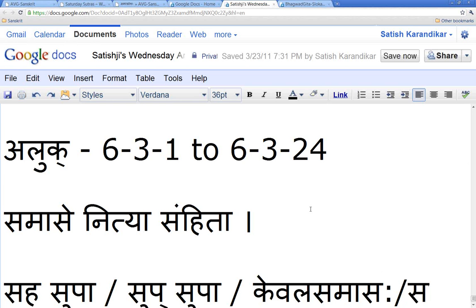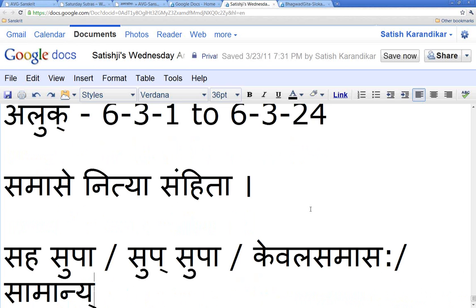So the best way to learn compounds is to read the Vigraha Vakyam in the commentary. And normally the commentary will give the Vigraha Vakyam, which will not fit into the standard four categories. Or he might be kind to you and he might even say, Saha Supaji Samasaha, Samanya Samasaha. So these are the ways that you can listen.